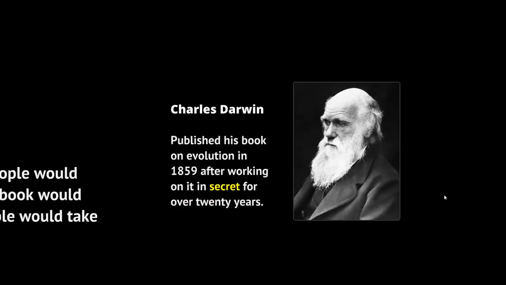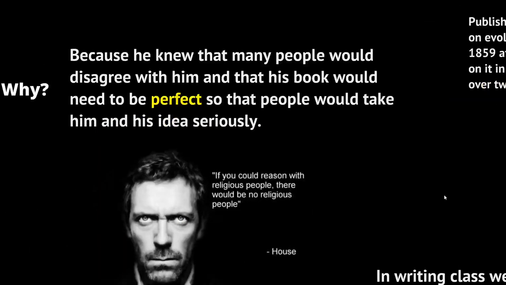When we talk about writing, I'd like you to think about, for example, someone like Charles Darwin. Charles Darwin published his book on the origin of species in 1859 after working on it in secret for over 20 years. He'd been working on it for a long time, but he didn't even tell anybody, not even his closest friends, knew about the theory that he was working on.